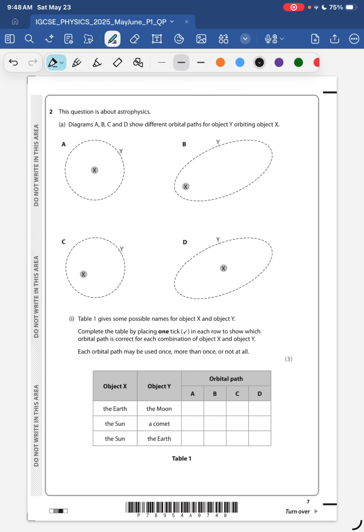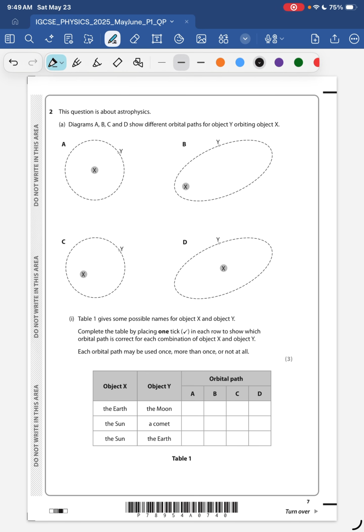Okay, question two. This question is about astrophysics, as it's stated right there. Diagrams A, B, C, and D show different orbital paths for object Y orbiting object X. Table 1 gives some possible names for object X and object Y. Complete the table by placing one tick in each row to show which orbital path is correct for each combination for object X and object Y. Each orbital path may be used once, more than once, or not at all. So all possible options, pretty much.